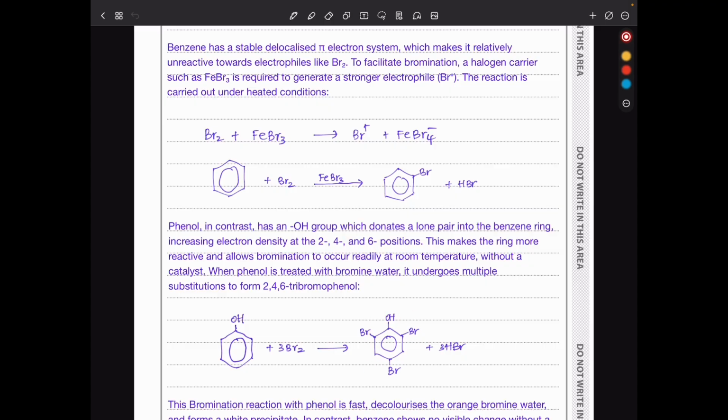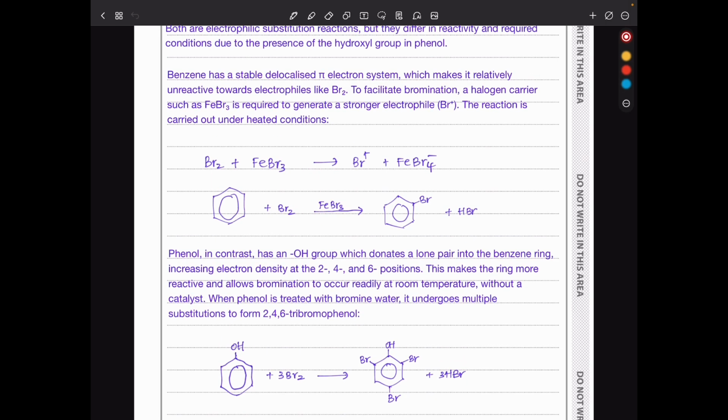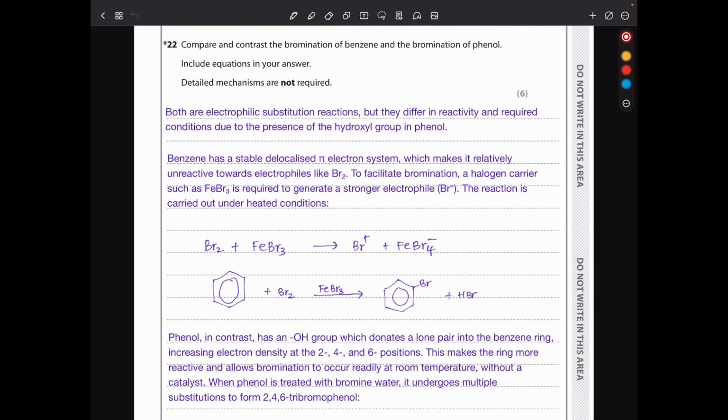2,4,6-tribromophenol can be formed. In benzene, we need a halogen carrier. It could be aluminum bromide or iron 3 bromide, in order for this to take place, and it takes place under heated conditions. So I said both are electrophilic substitution reactions, but they differ in reactivity and required conditions due to the presence of the hydroxyl group in phenol.